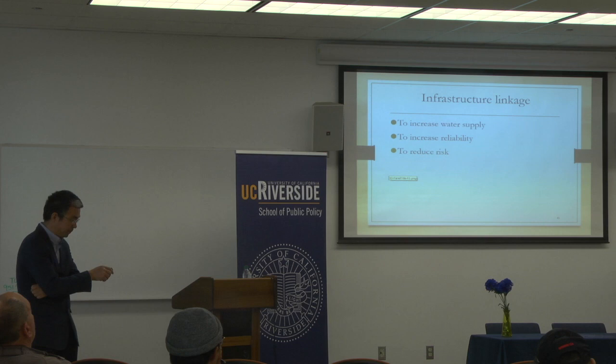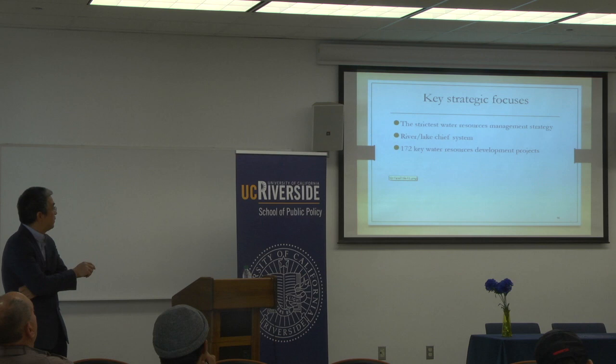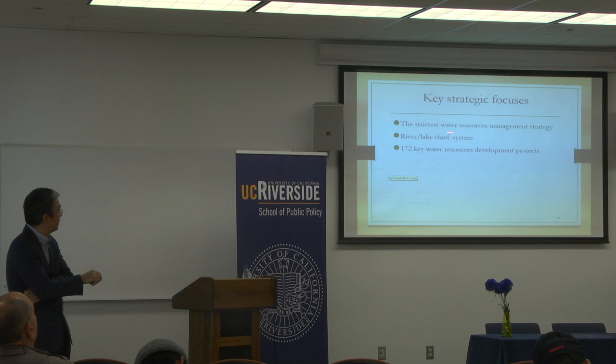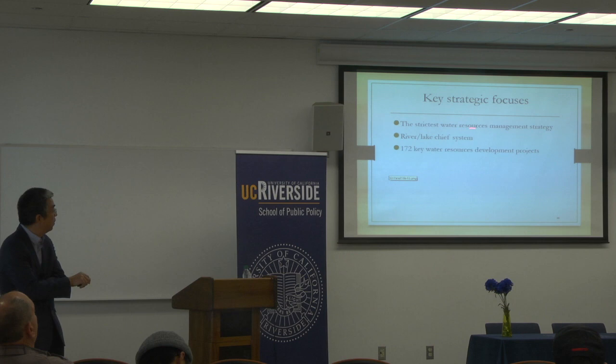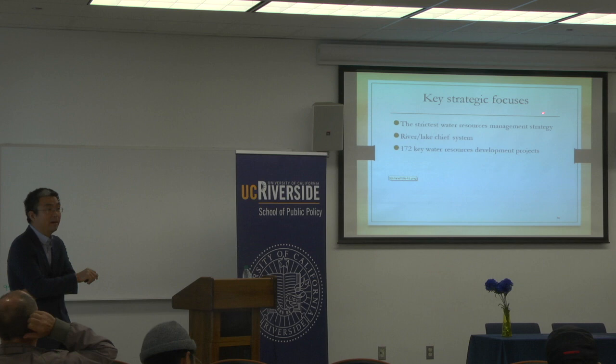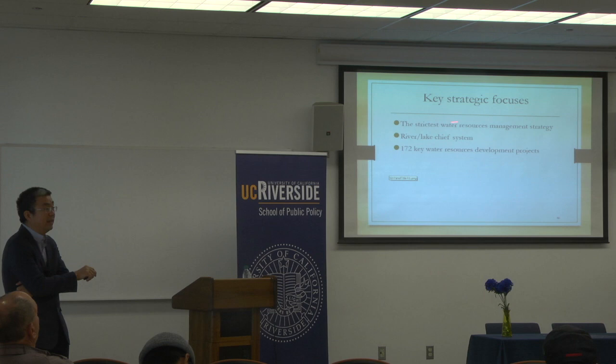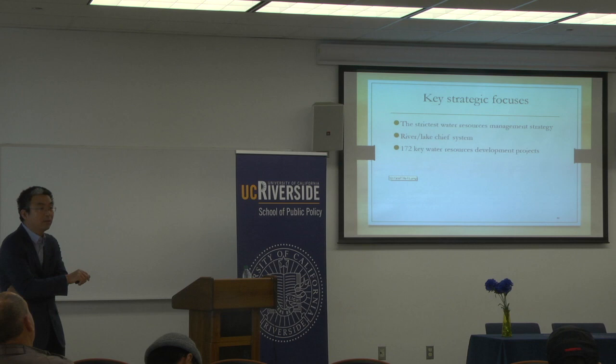The last one is about key strategic focus in the recent five years. First is the strict water resource management strategy, developed in 2008 and implemented after 2012. That means the three red lines. One red line is about total water use. Another red line is about water use efficiency. And the third one is about pollutant discharge.